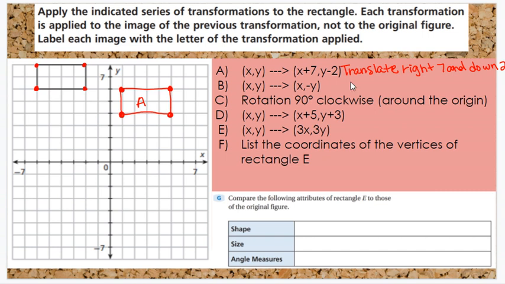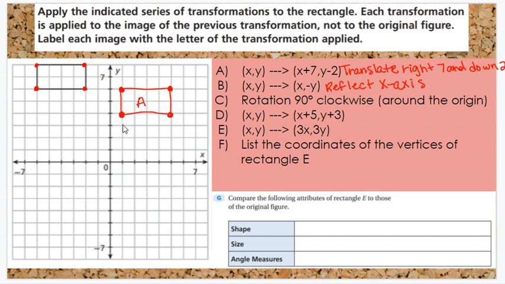All right, B says XY is going to become X, then opposite Y. So notice X and Y are in the same position, but Y became its opposite. Which rule was that? Well, it's a reflection, but which axis do we reflect across where the Y changes to its opposite? That's the X axis. Reflect across the X axis. All right, so that's what we're going to do next.